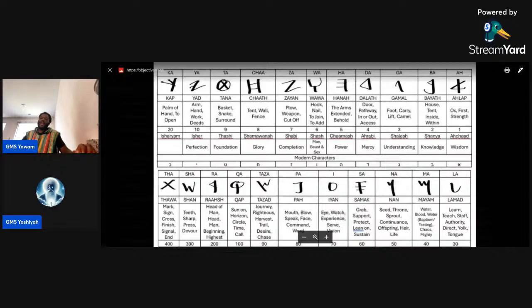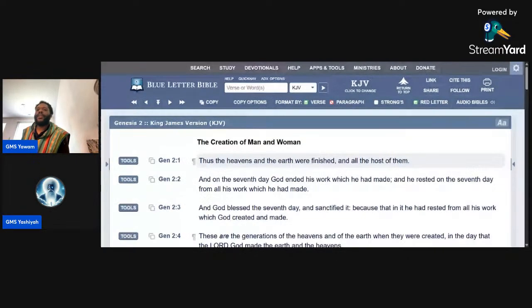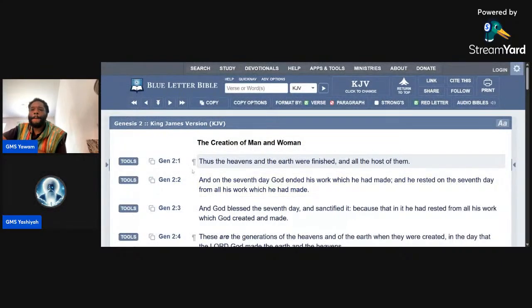But that's pretty much all I had, bro. I'm just gonna finish it off with this one. Genesis 2 and verse 1. It says, "Thus the heavens and the earth were finished, and all the hosts of them. And on the seventh day, the Alahayim ended their work which they had made, and they rested on the seventh day from all the work which they had made."